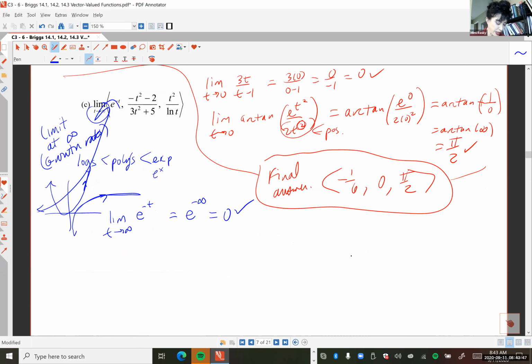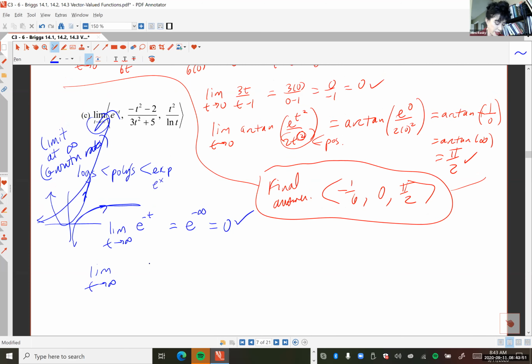Okay, next up, you have the second component, which looks like a polynomial divided by a polynomial. Now, if I use direct substitution here, I'm going to get negative infinity squared minus 2 all over 3 times infinity squared plus 5, which is infinity over infinity. Am I allowed to use L'Hopital's?